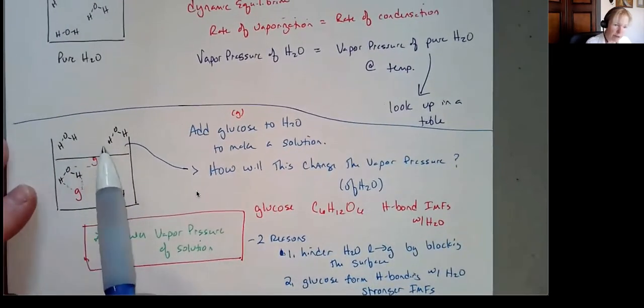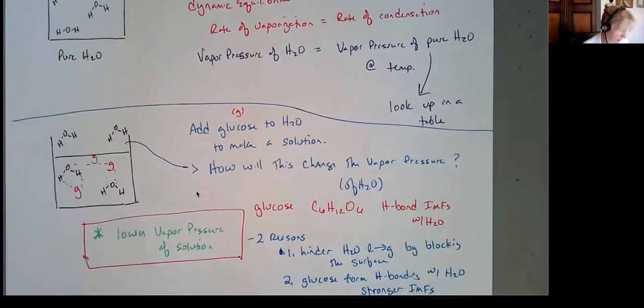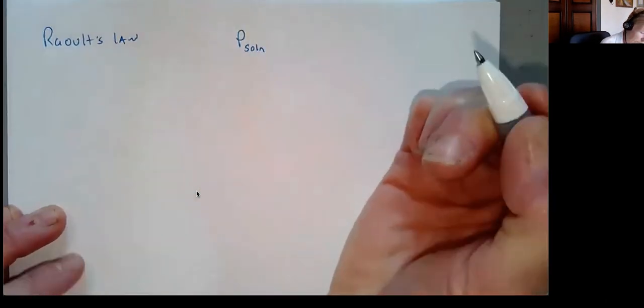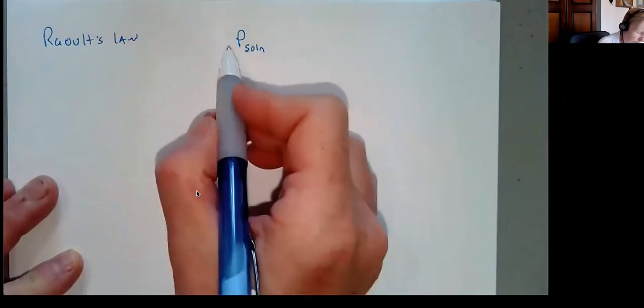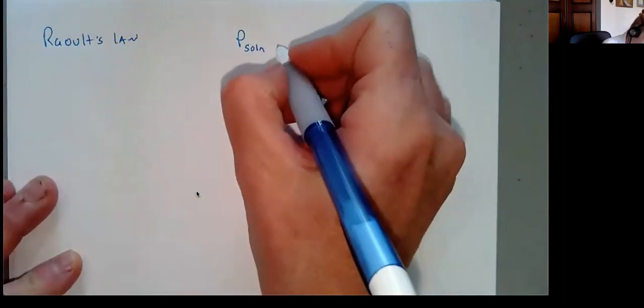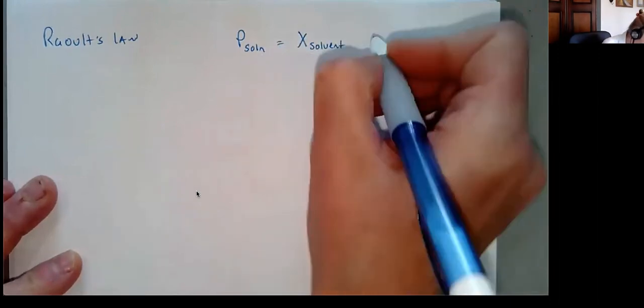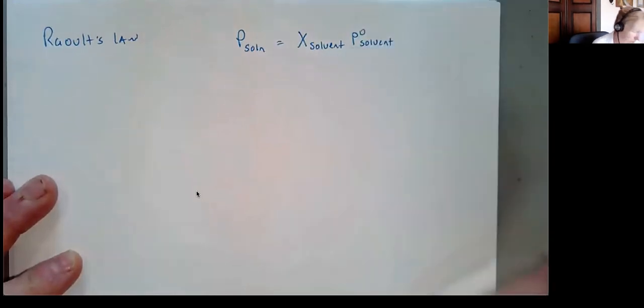So when I add a solute to a solvent and I want to look at what the vapor pressure of that solvent is above the solution once I've added in a solute, I'm going to expect it to lower the vapor pressure of that solution. This is Raoult's law. So Raoult's law looks like this. P of solution. We're looking at vapor pressure, so I'm going to have a pressure component here. The pressure of the solution, my vapor pressure, is equal to the mole fraction of solvent times the pure vapor pressure of solvent.